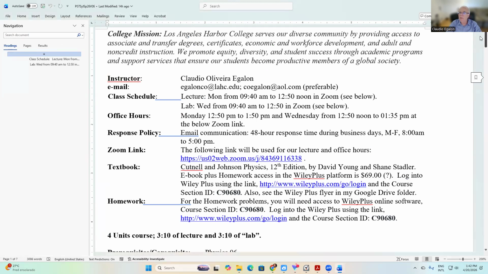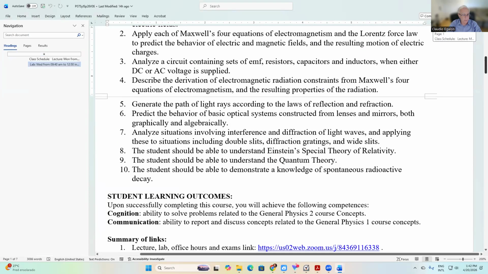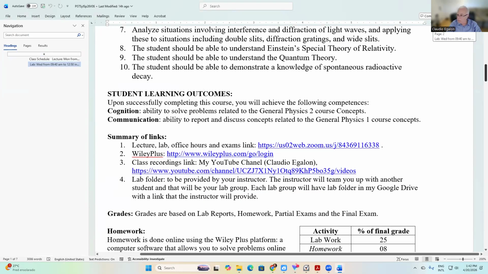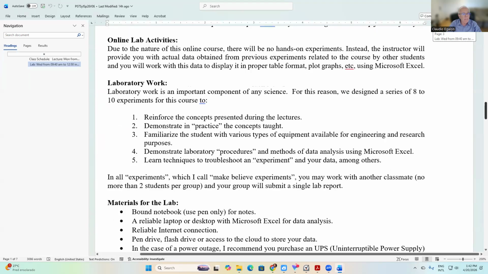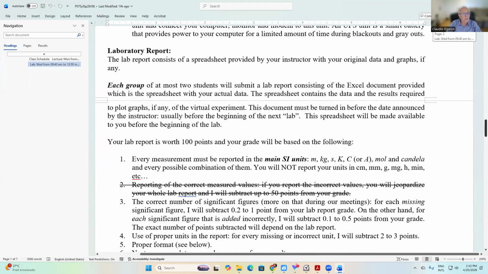Okay, here is the syllabus. I just discovered, thanks to a student of yours, Stefan Kehayan, who warned me about that. There is a paragraph there in the syllabus that was not supposed to be there.